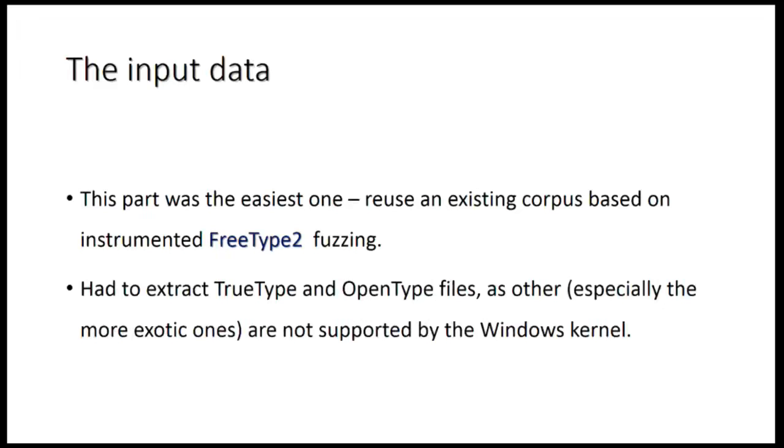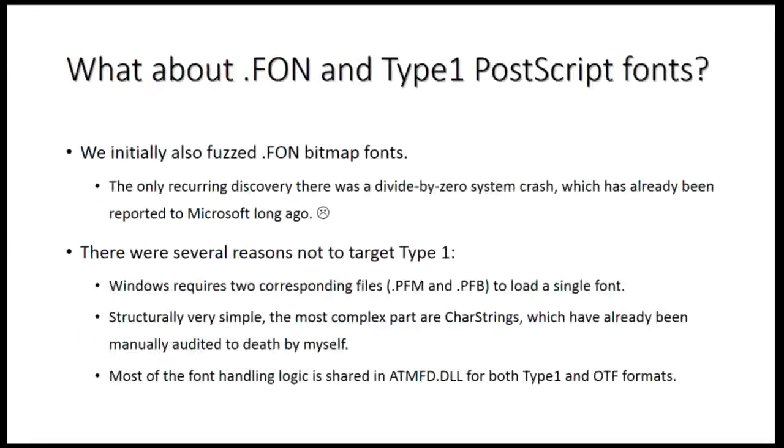So let's do it. When it comes to the input data, this part was the easiest one because I already had an input corpus of files based on FreeType 2 fuzzing. All I had to do was extract TrueType and OpenType files, because the other formats that FreeType supports aren't supported by the Windows kernel.